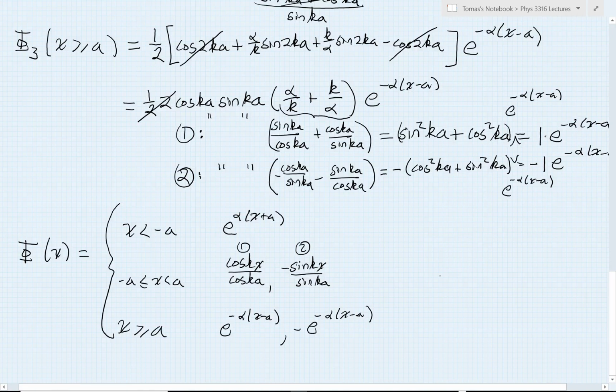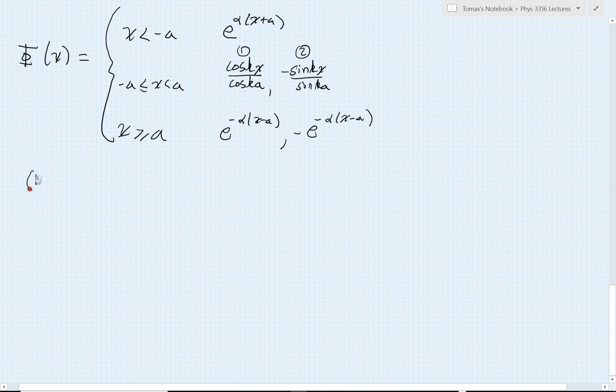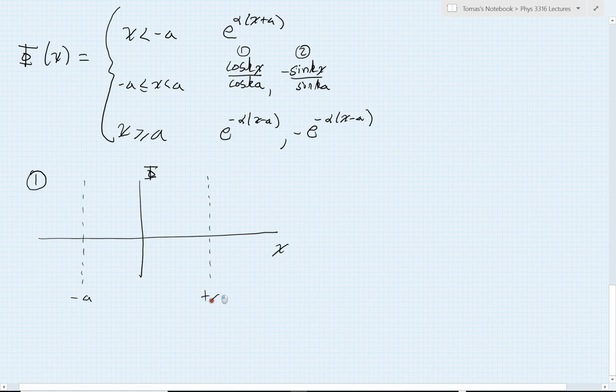So let's investigate what these wave functions would look like in the two different cases. In a case 1 type scenario, I can make a plot of phi versus x, and here I'll sketch in my two locations. This location here is minus a, and this location here is plus a. In the type 1 case, I've got my growing exponential here in region 1.